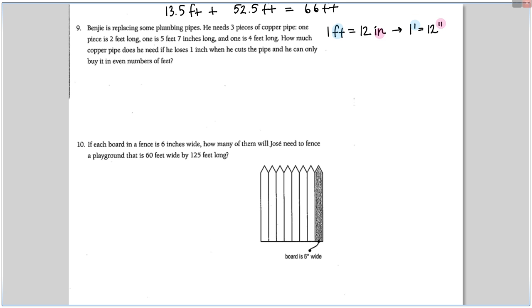Okay, so Benji here is replacing some plumbing pipes. He needs 3 pieces of copper pipe. One is 2 feet long, one is 5'7", and one is 4 feet long. So that's what he needs. So how much copper pipe does he need if he loses 1 inch when he cuts the pipe? And he can only buy it in even numbers of feet.